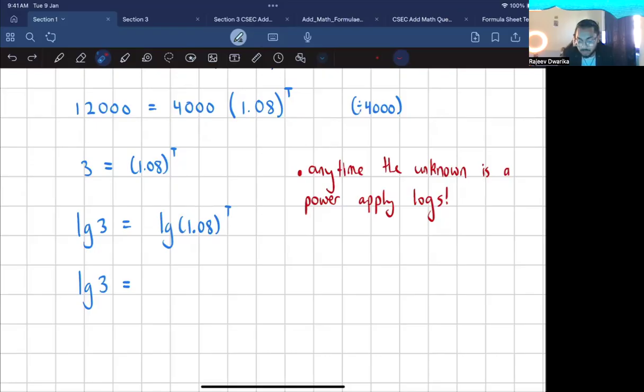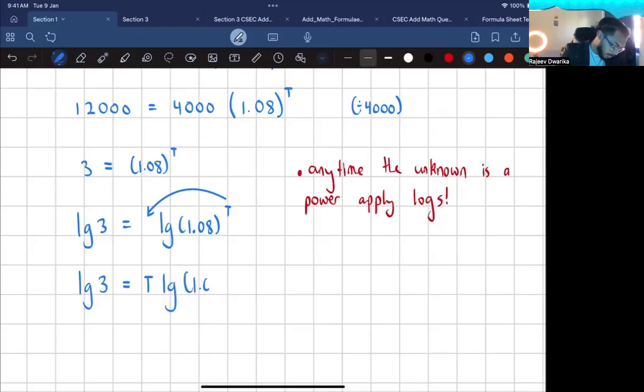It went to the side. Yeah. So just to confirm, I don't know if you're looking at this. Looking at this, right? Okay, word. So we have to apply the power rule. And so doing that, we can take the t and bring it to the side. So that would be t log 1.08.